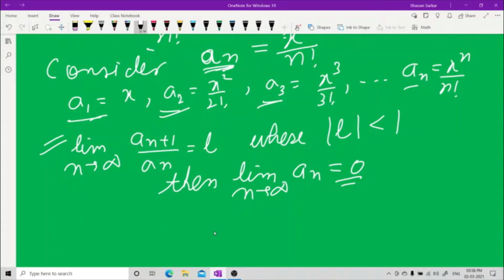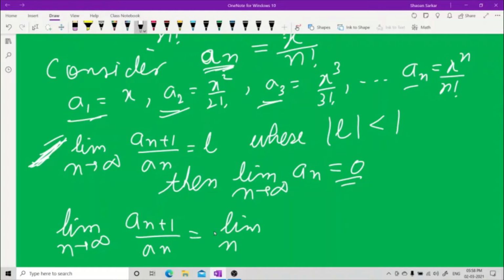Now see one thing. Here what you have is a_n. Use this result. So limit n tending to infinity, you must always write this, and then use this result. a_{n+1} upon a_n is nothing but limit n tending to infinity x to the power of n plus 1 upon n plus 1 factorial into, now this will be the opposite way, n factorial upon x to the power of n.